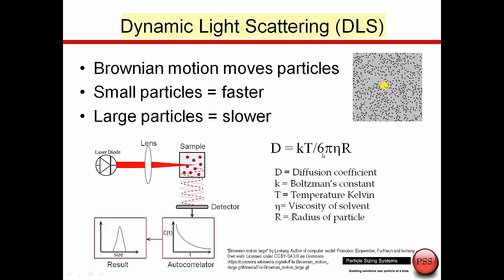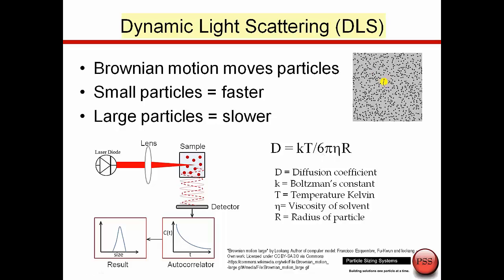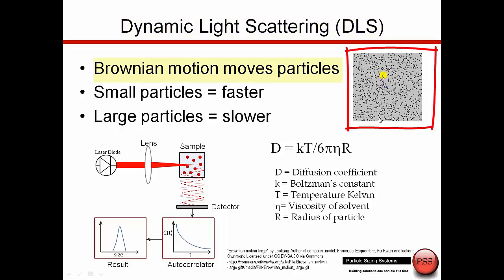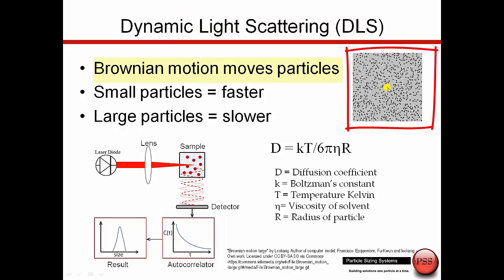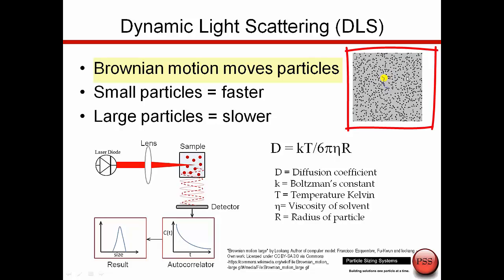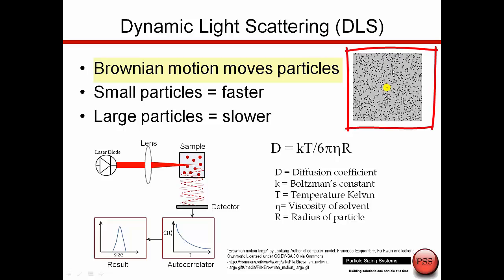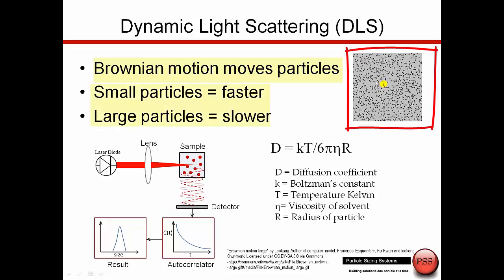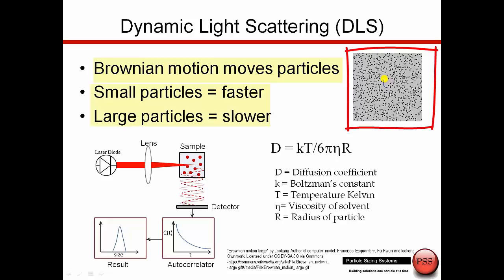For submicron particle sizing, the most popular technique is dynamic light scattering. The image on the right shows the basis of Brownian motion. The particle is yellow here, and the black particles you see are the water molecules. As the water molecules bang this particle, it just moves in a random walk. It diffuses through this liquid. Small particles move much more than large particles.